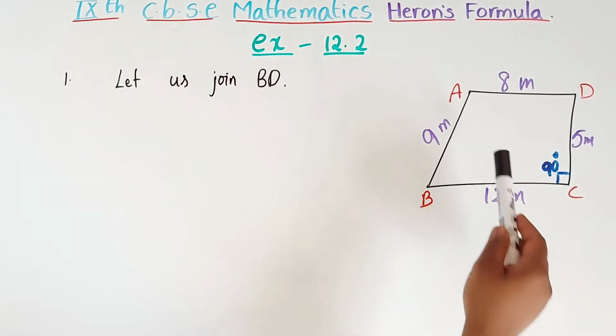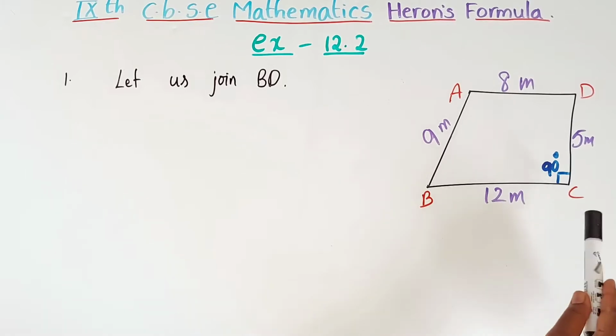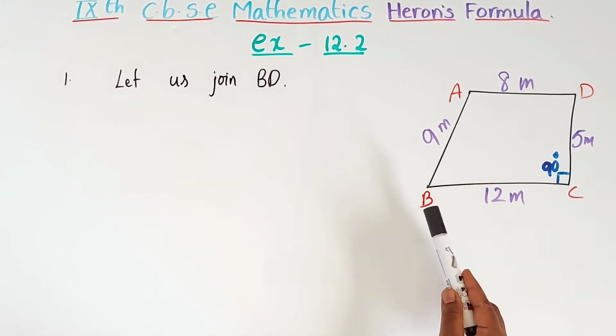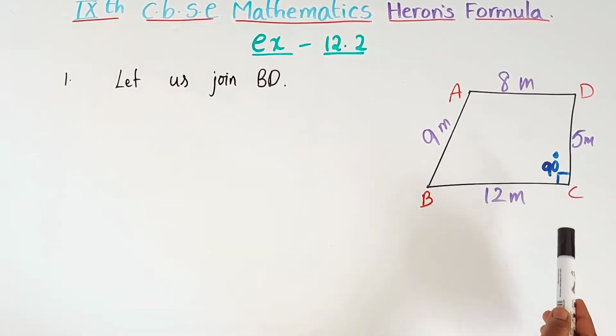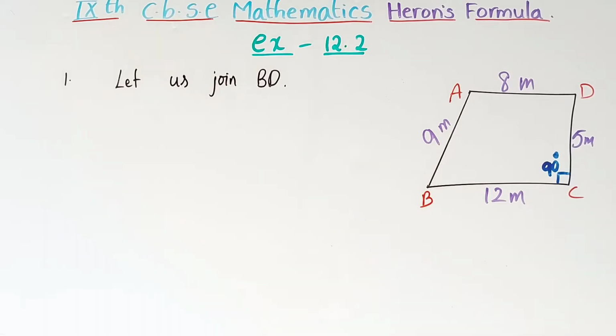First question, a park in the shape of quadrilateral ABCD has angle C equal to 90 degrees, AB equal to 9 meters, BC equal to 12 meters, CD 5 meters, AD 8 meters. How much area does it occupy? As we discussed before children, using Heron's formula we can find out quadrilateral's area also. We'll see how it is.